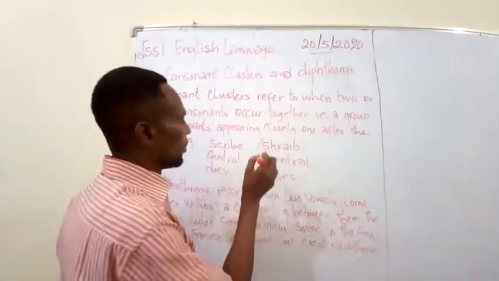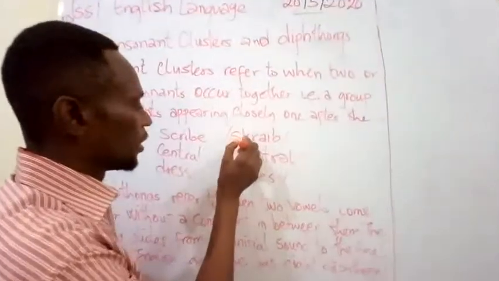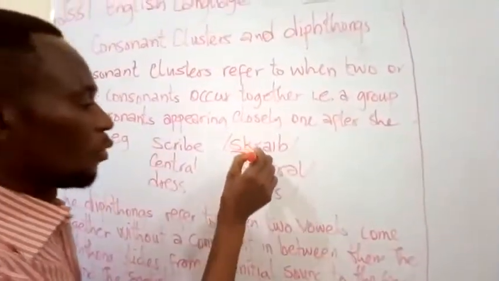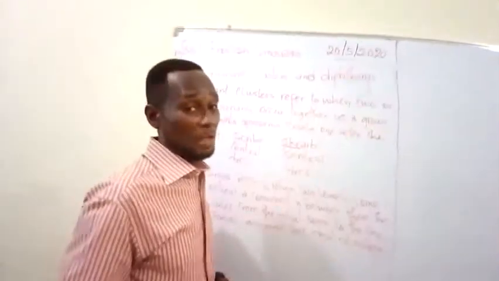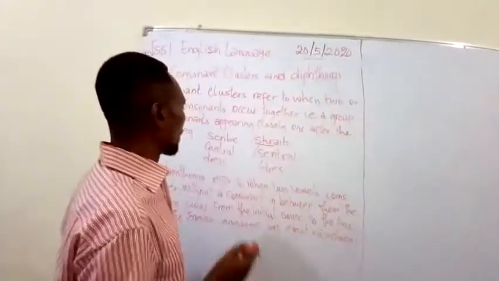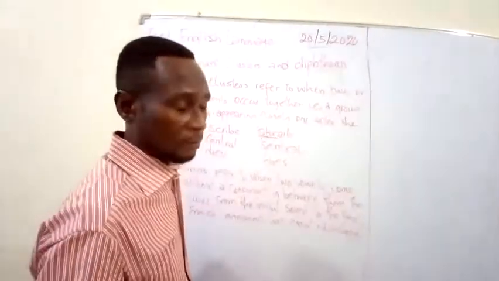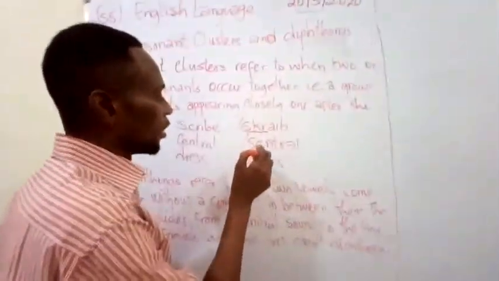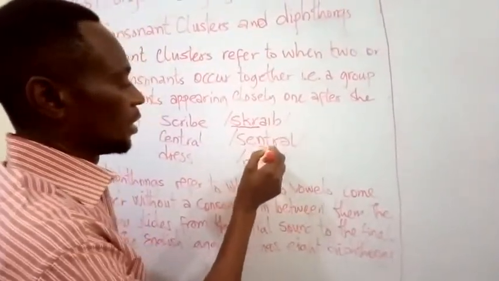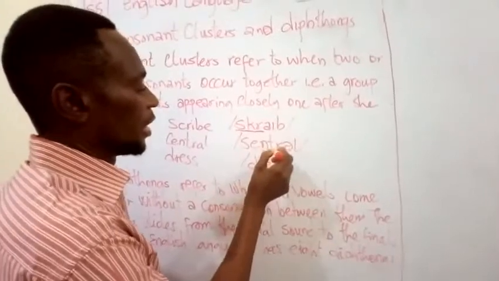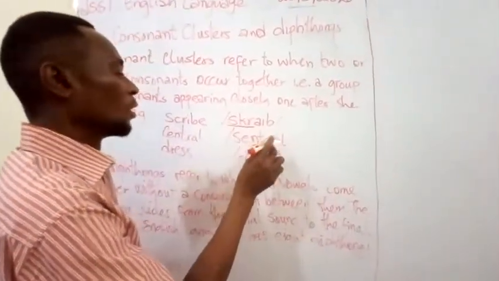You will agree with me that this is a consonant. The one that is following it is a consonant. And the third one there is a consonant. This is what we call consonant clusters. Now look at this other one, central. Say it with me, central. Good. Now you see this one is a consonant too, followed by another consonant, this dental consonant, and then another consonant. So that is what we call a cluster.